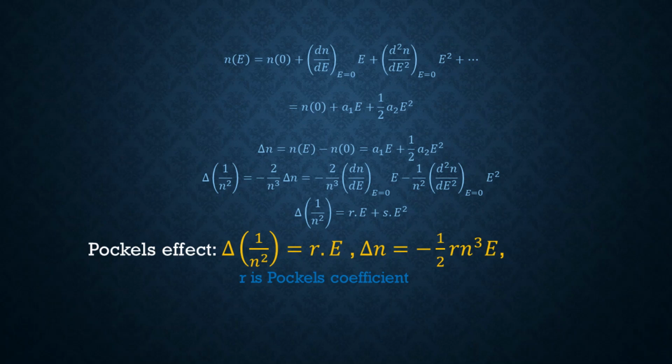There, if the material is centrosymmetric, r will be 0 and delta n will be minus half s n cube E square. So delta n here is proportional to the quadratic of the electric field. So delta n will vary as E square.